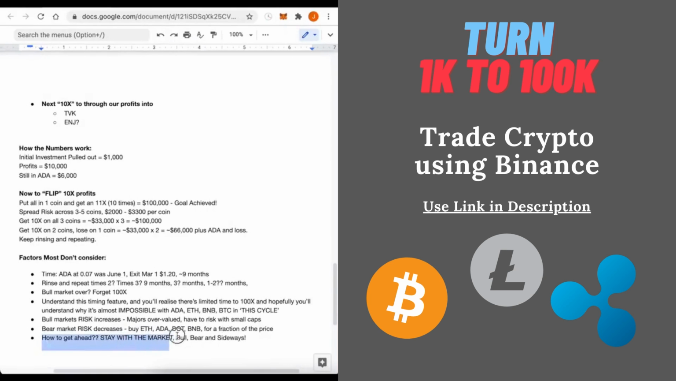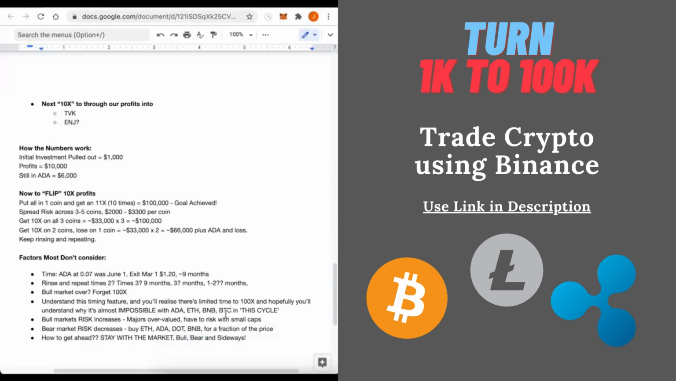How to get ahead? Stay with the market. Like I said earlier, whether it's a bull market, a bear market, a sideways market, if you want to make a success of investing, you have to stay with the market, because normally what happens is you'll come back when the market is hot again, just like many of you maybe saw it in 2017 or 2018, and you left it for 2019, 2020, and now you're back again when the market is hot. Don't make the same mistake again. This is where you'll make a hell of a lot of money if you're in the bear markets.